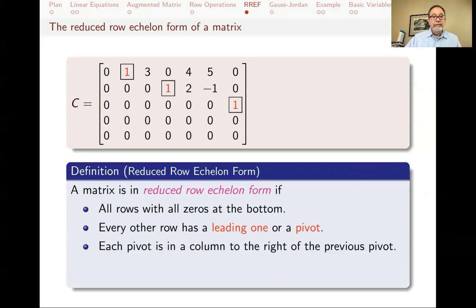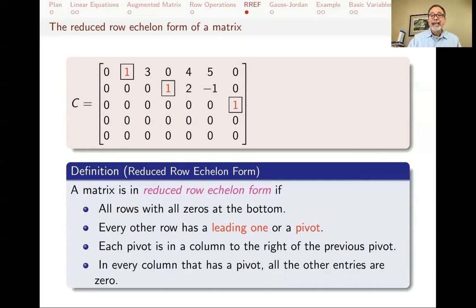These leading ones should be staggered to the right. So that means that each leading one should be to the right of the leading ones prior to it in the higher rows. As you're coming down the matrix, you are going to the right. One final thing: every column that has a leading one, not all columns have leading ones, all the other entries in that column have to be zeros. For example, the fourth column has a leading 1, and everything else in that column is 0. The same with column 2 and column 7. There are 3 leading ones, and those columns have zeros everywhere other than that leading 1.